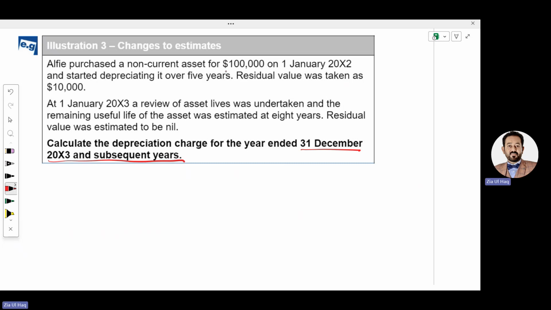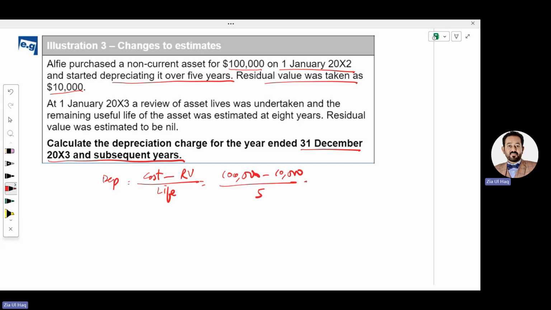Alfie purchased a non-current asset for 100,000 on 1st January 20x2 and started depreciating it over 5 years. Residual value was taken as 10,000. This means depreciation is equal to cost less residual value over life. So cost was 100,000, residual value was 10,000 and life was 5 years. So 90,000 by 5.